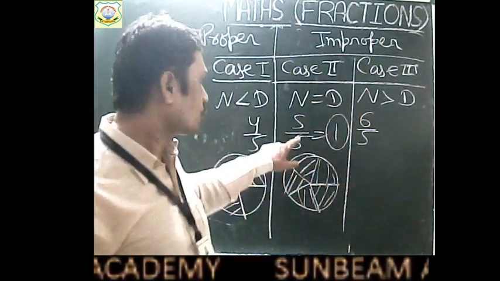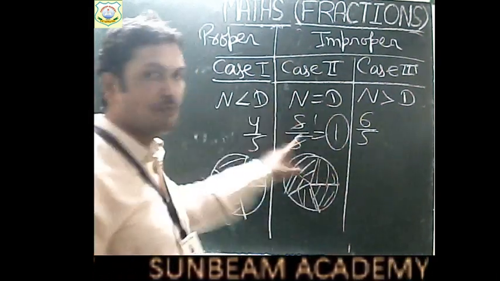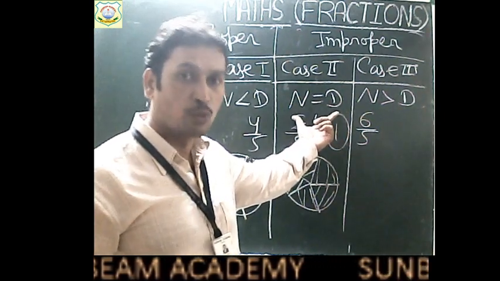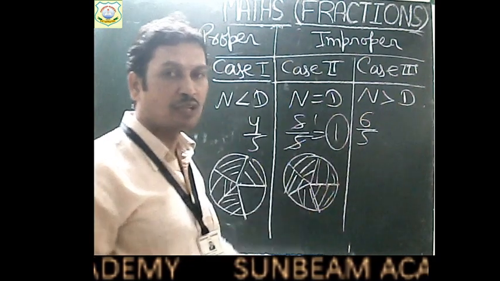5 by 5 is equal to 1. So whole apple is represented by 1. So if you are getting 1 whole apple or more than 1 apple, 6 by 5 means what children?